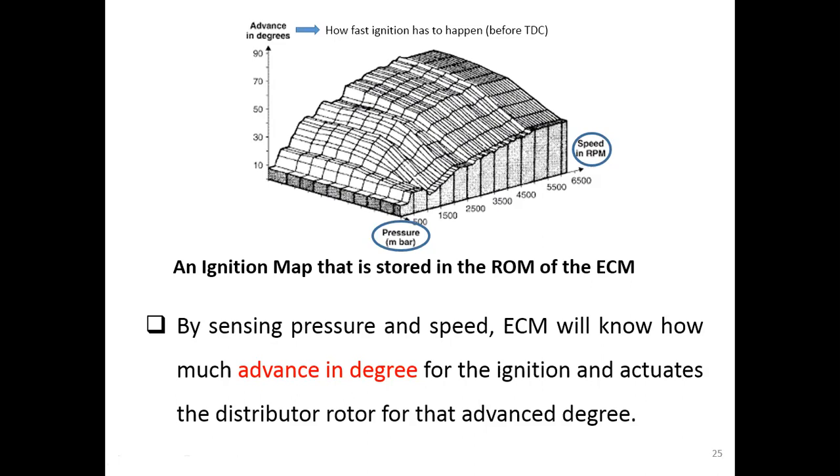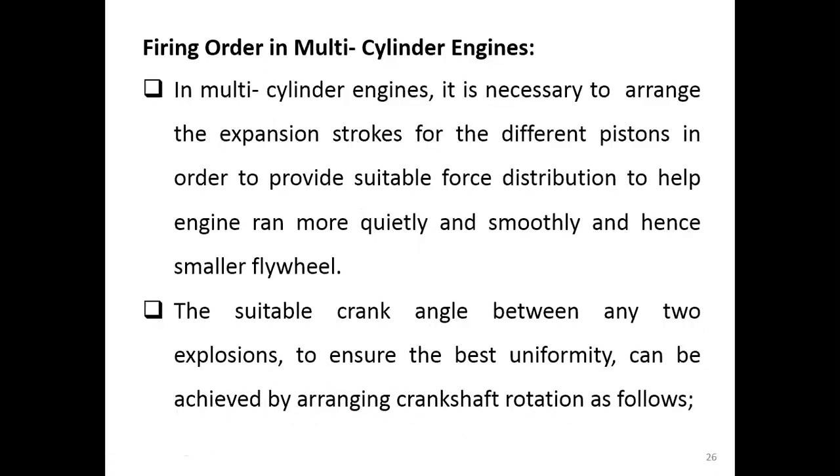So by sensing the pressure and the speed, the ECM will know how much advance in degrees for the ignition, and then actuate the distributor for that advanced degree of ignition. Okay. So that is the ignition system for the engines, right?